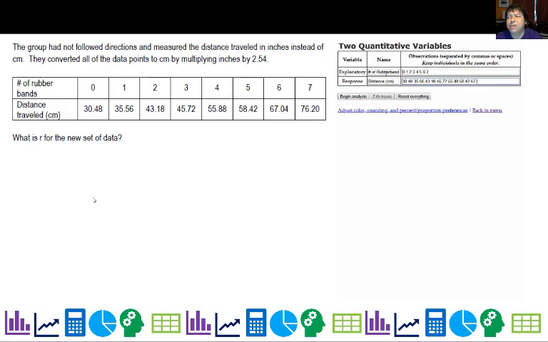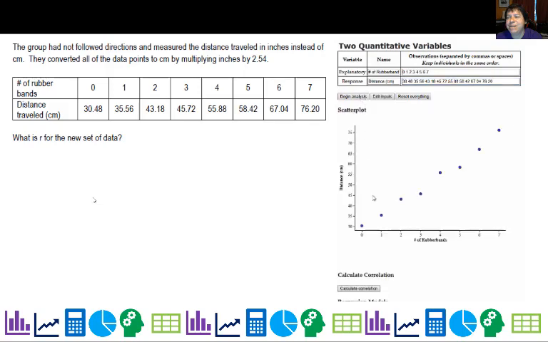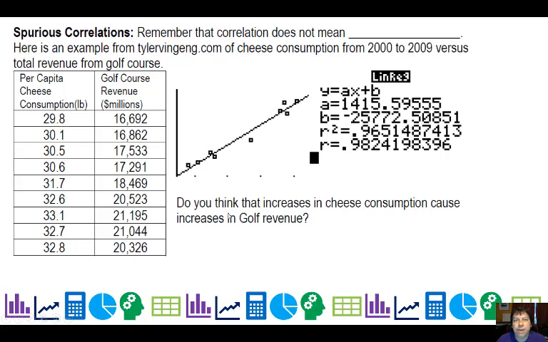Takes a little longer to enter the decimals. And begin analysis, calculate correlation, and what do we get? 0.993, which is very similar. There's probably some rounding issues because we converted. Now, a few last things about correlation.